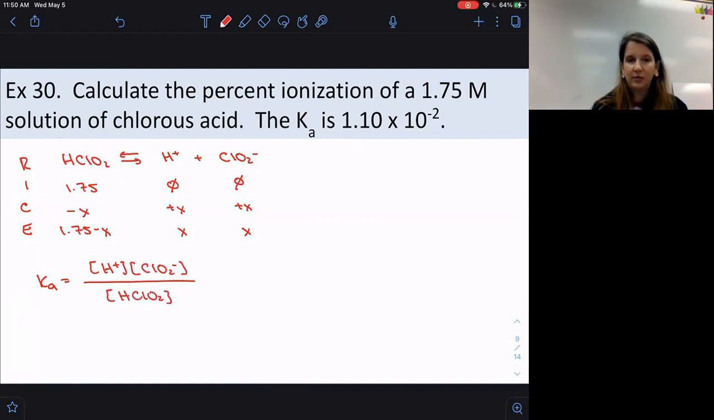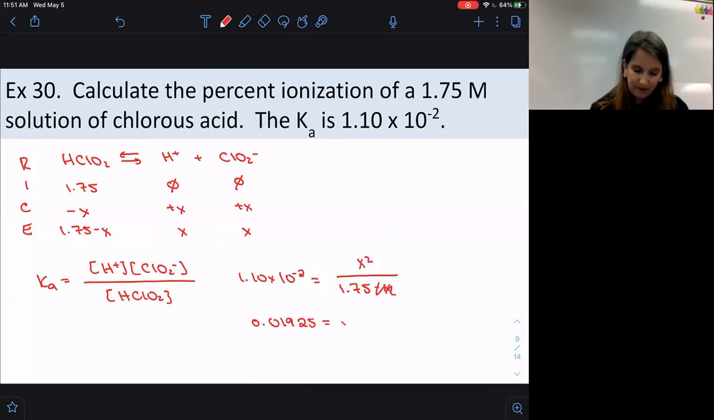We can go ahead and plug in our numbers. So we have 1.10 times 10 to the negative 2 is going to equal X times X, so X squared on the top, over 1.75 minus X. And because the X's are not raised to the same power, our minus X is negligible. So we'll go ahead and multiply our Ka, 1.1 times 10 to the negative 2, by 1.75, and we get 0.01925 is equal to X squared.